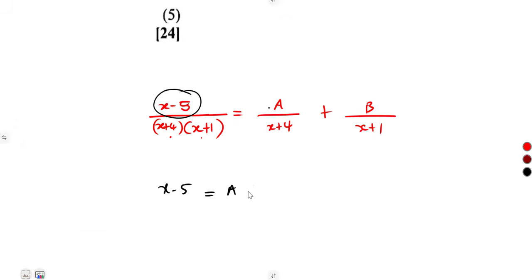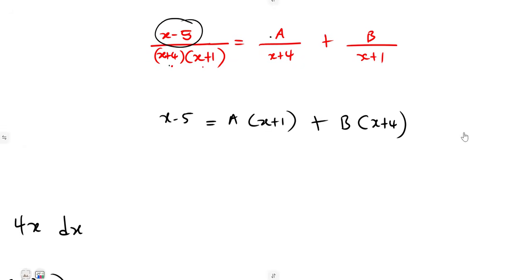X plus 1. So it's a into x plus 1 plus b. This one and this one cancels, so you remain with what? X plus 4. So let us find the values of a and b. How so? By equating these brackets to 0.